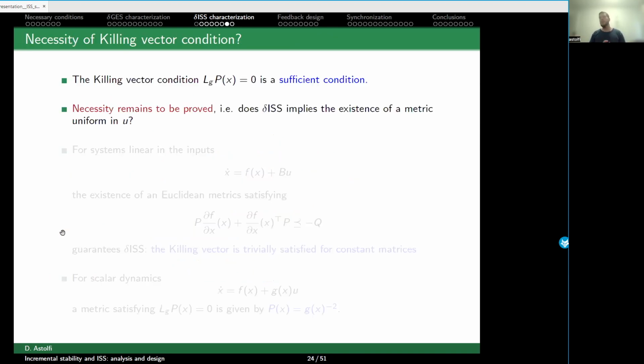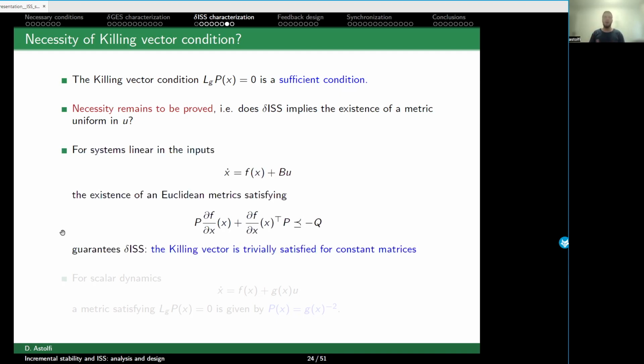One important point is that necessity so far remains to be proven. In particular, it's not clear whether incremental ISS implies the existence of a matrix P which is uniform in u, and that gives us contractivity. Some remarks to understand these properties even a little better.